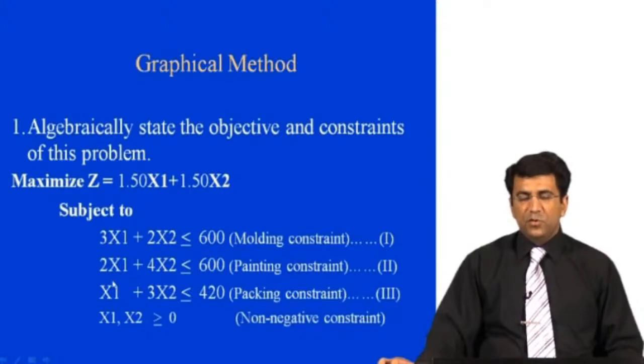The next one is 2x1 plus 4x2 less than or equal to 600. This constraint is related to painting. The third constraint is x1 plus 3x2 less than or equal to 420. That is the packaging constraint. So these 3 constraints are represented by equations 1, 2 and 3 in this example, and x1 and x2 cannot be negative, so these are our non-negativity constraints.